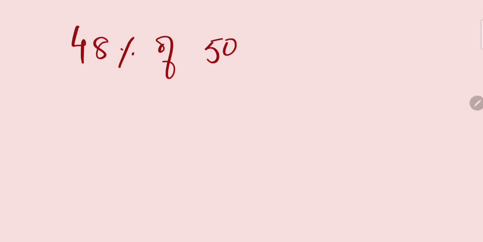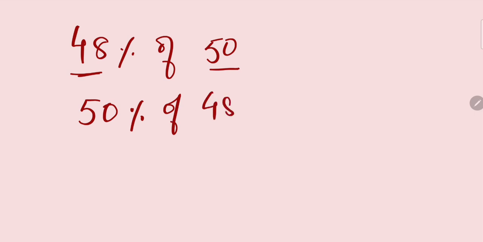So, the next question is 48% of 50. 48% of 50 is difficult, whereas if you write it as 50% of 48, it's easier because it's 24, it's half of 48, right? Another question, let's do.